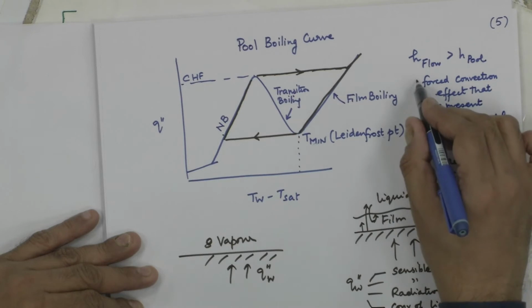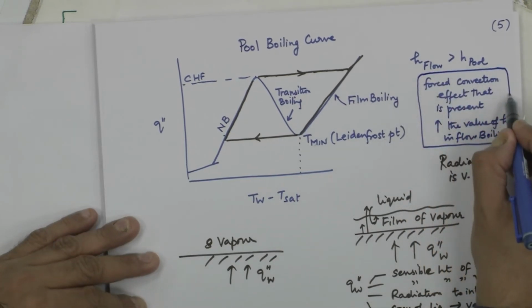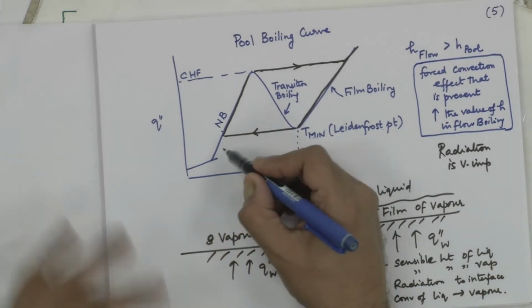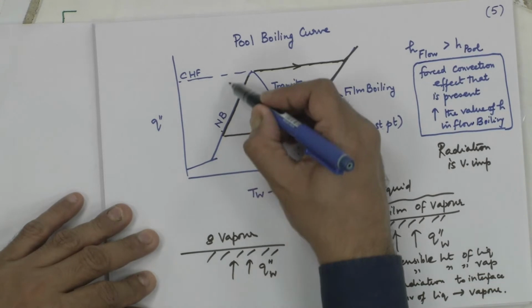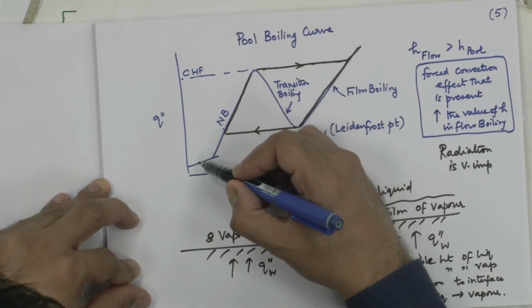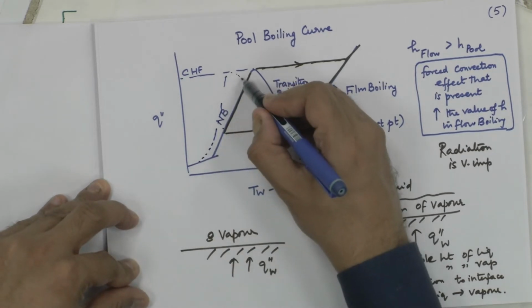So, you have a nucleation part and you have a forced convection part. The forced convection part is the extra thing that is there. So, the nature of the curve would be similar, except that the slopes would be slightly different. So, you would have a boiling curve whose slope probably does this, and you would get something like this.